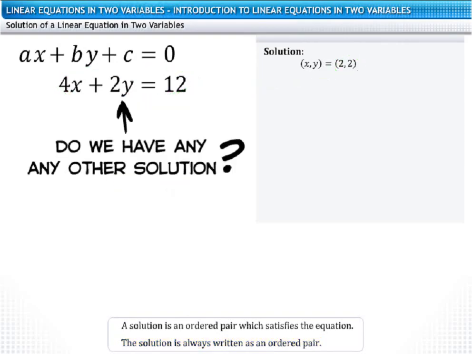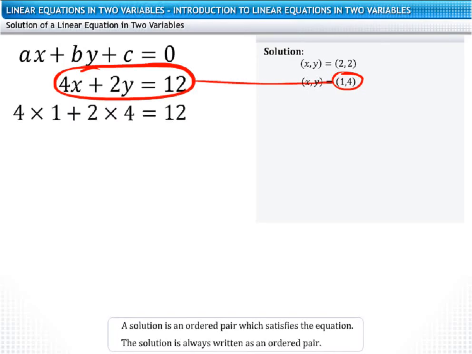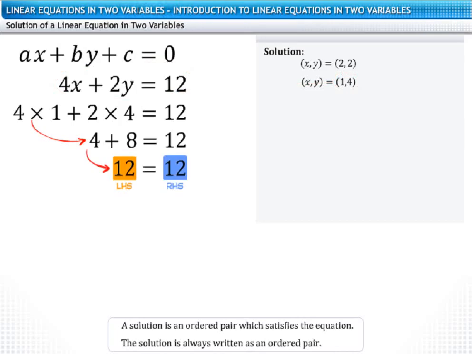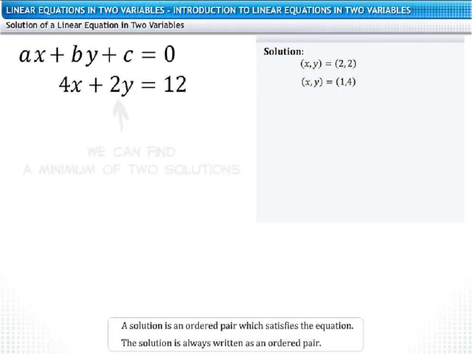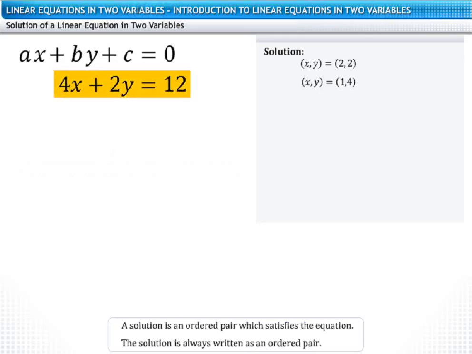Now, do we have any other solution for this equation? Let's check whether (1, 4) is a solution or not. This says that (1, 4) is also a solution to the equation 4x + 2y = 12. There is a clear way of finding a minimum of two solutions to a given equation. Let's try it out with the same equation.